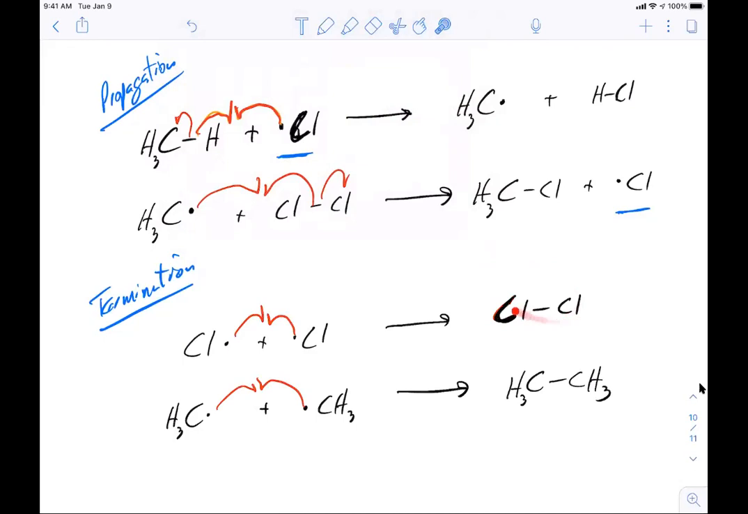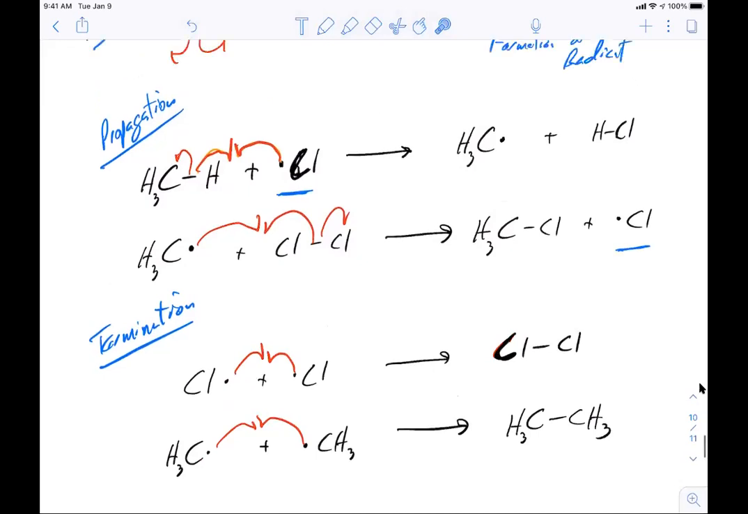Some terminations just give you the starting material over again. So we could have two chlorine radicals bump into each other and form chlorine, which goes back into the reaction. But we could also have two of the methyl radicals reacting with each other to give us ethane, right? Radicals are high energy species, so terminations are any two radicals.